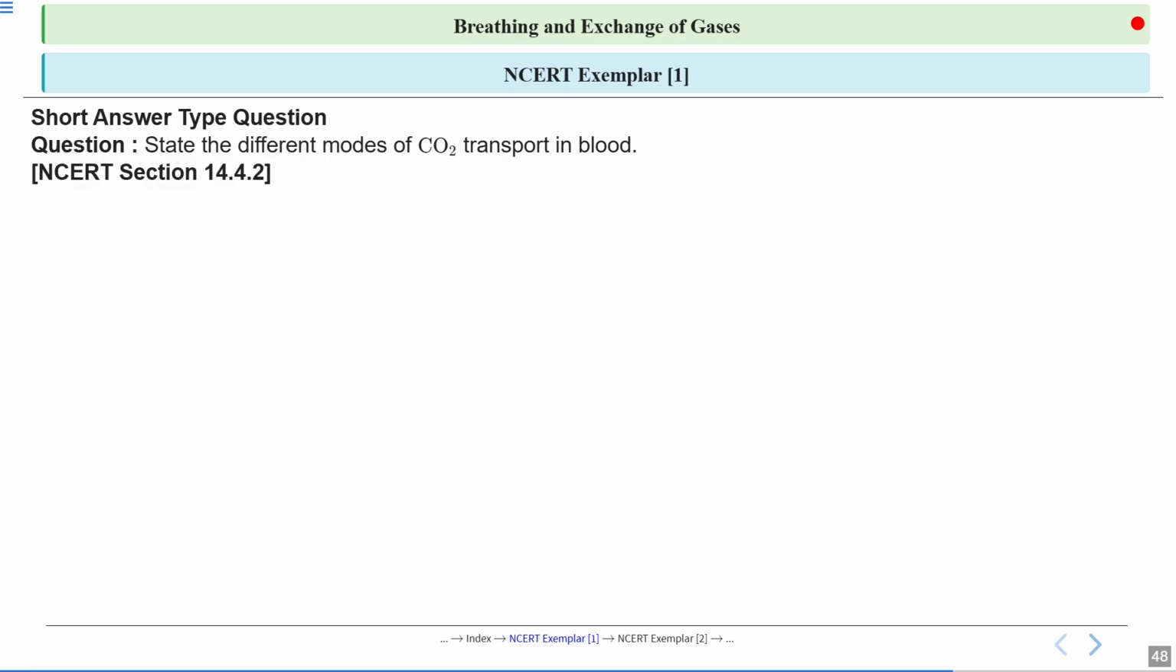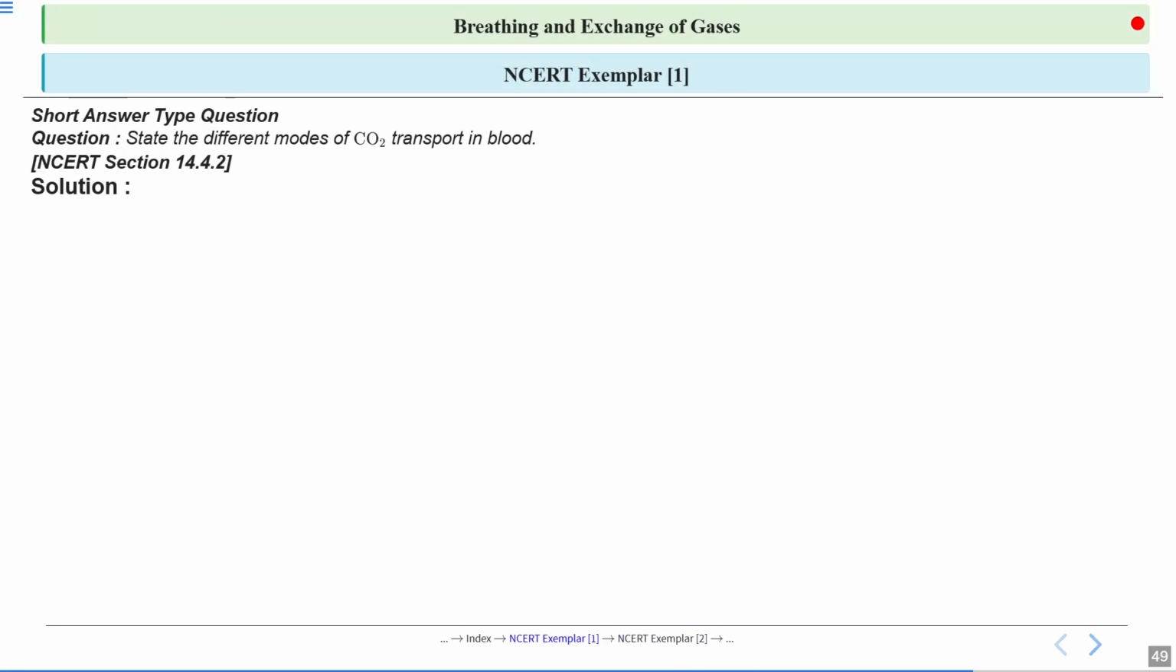Now, this is a short answer type question. So, first question from the short answer type. Let us see that. State the different modes of carbon dioxide transport in blood. There are different modes. So, we have to tell all the three different modes. This question is coming from the NCERT section 14.4.2.